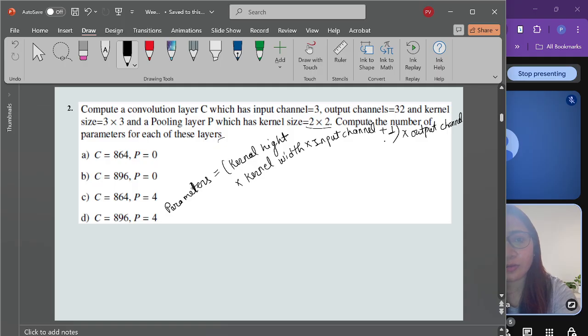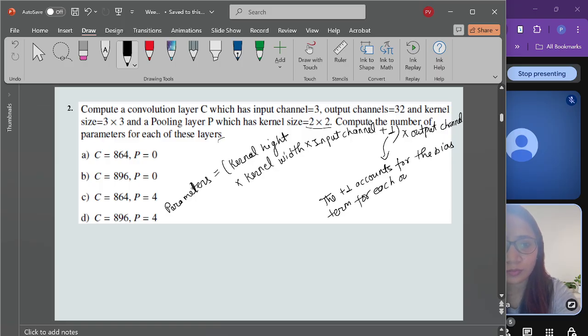Okay, so what does the plus 1 indicate? The plus 1 accounts for the bias term for each output channel. Okay, so now can you compute the number of parameters in the convolution layer?